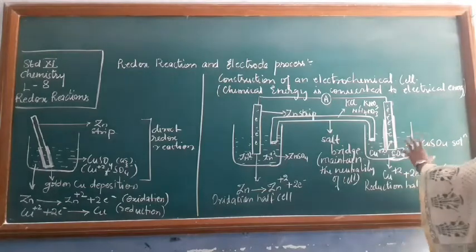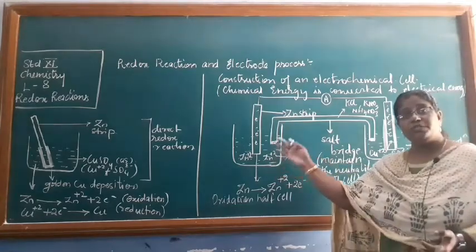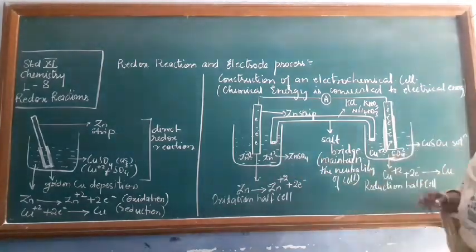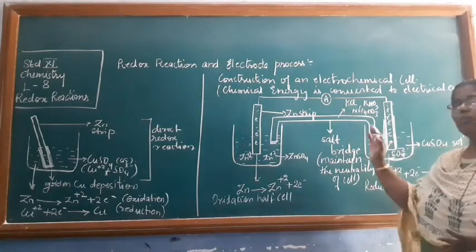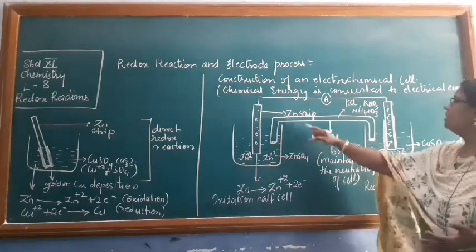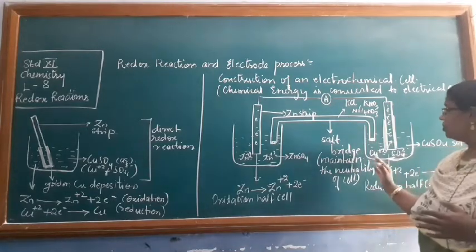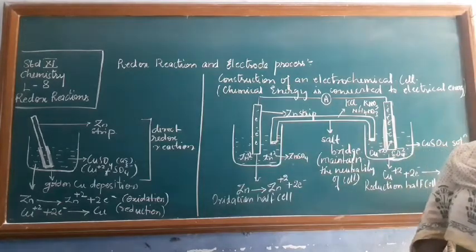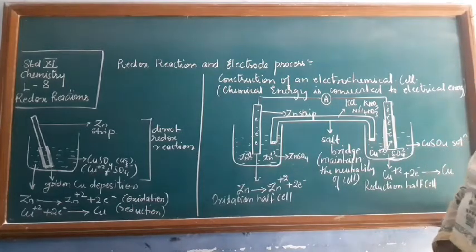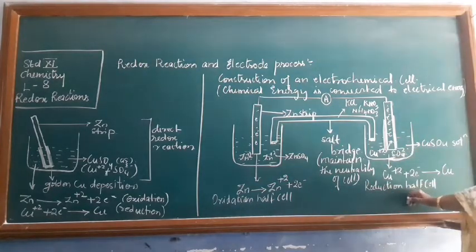So here the negative charges increase because of SO4 2 minus. Here the Zn plus 2, the positive charges are increasing, and if that is the situation, the cell will stop working, and therefore to maintain the neutrality we are placing this salt bridge which allows the passage of ions from one half cell to the other half cell, maintaining the neutrality. Okay. So, this is called the oxidation half cell, this is called the reduction half cell.